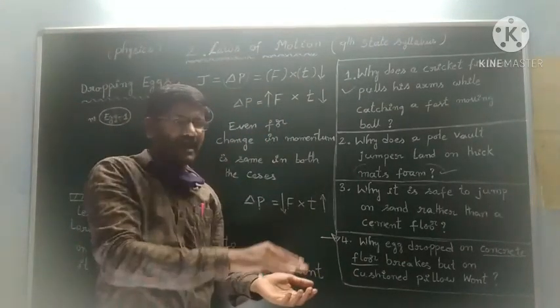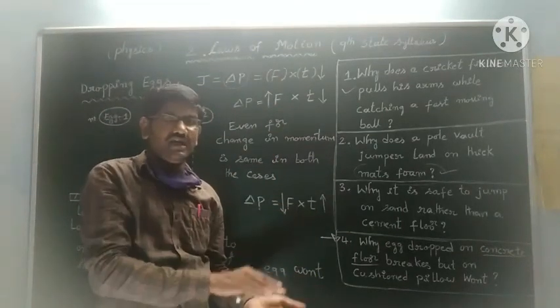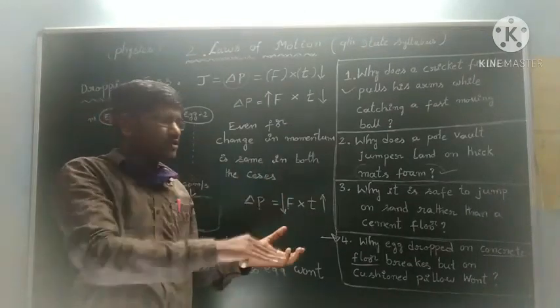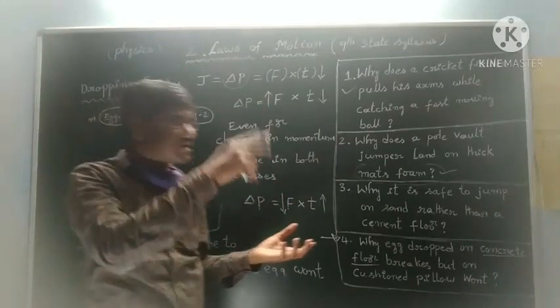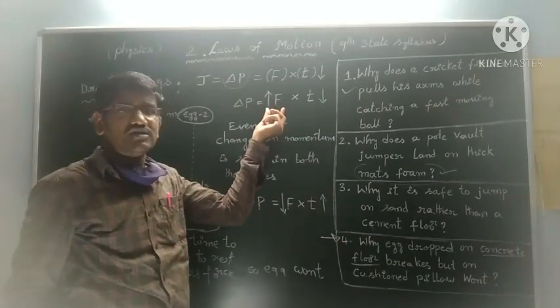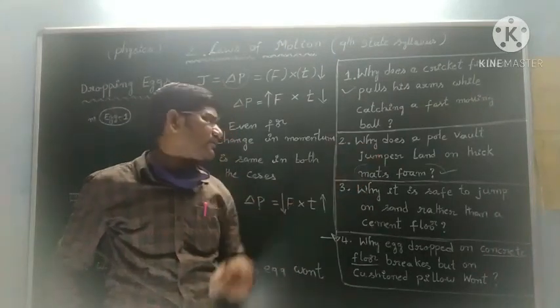So on the mat he will move up, down and like this finally comes to rest. So he covers more distance. Like this, it takes more time to come to rest. Time is more, interaction force will be less. So nothing will happen to that pole vault jumper.